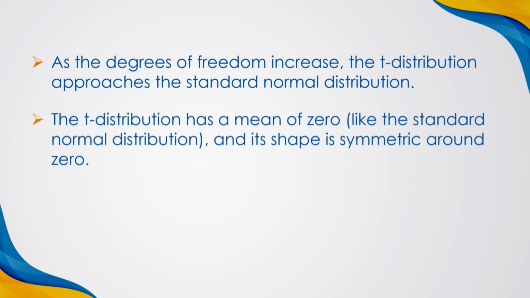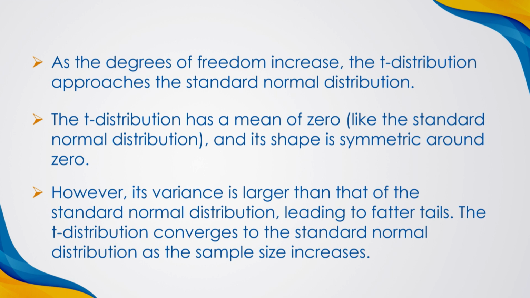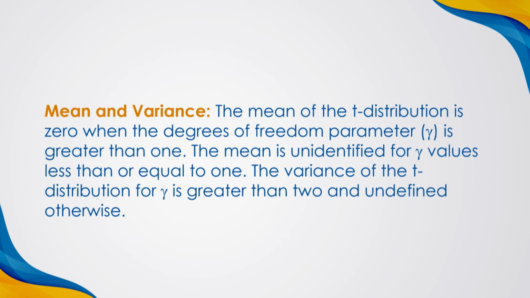The t distribution has a mean of 0 like the standard normal distribution, and its shape is symmetric around 0. However, its variance is larger than that of the standard normal distribution, leading to fatter tails. The t distribution converges to the standard normal distribution as the sample size increases. Mean and variance: the mean of the t distribution is 0 when the degrees of freedom parameter gamma is greater than 1. The mean is undefined for gamma values less than or equal to 1. The variance of the t distribution exists for gamma greater than 2 and is undefined otherwise.